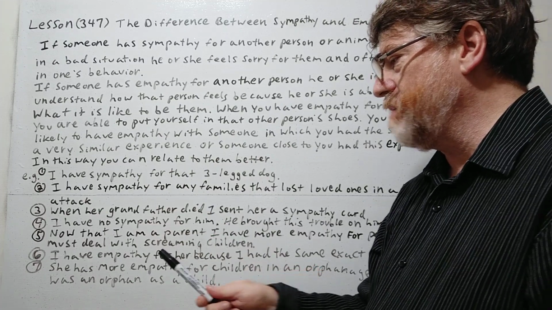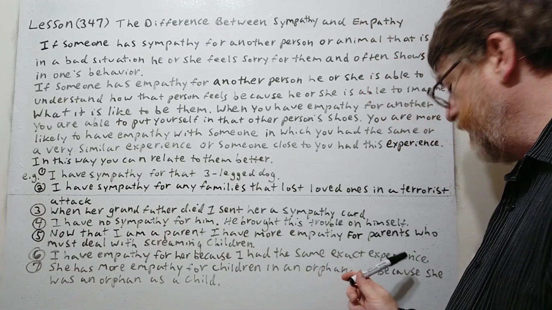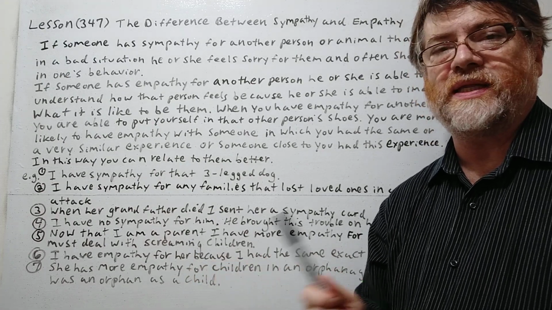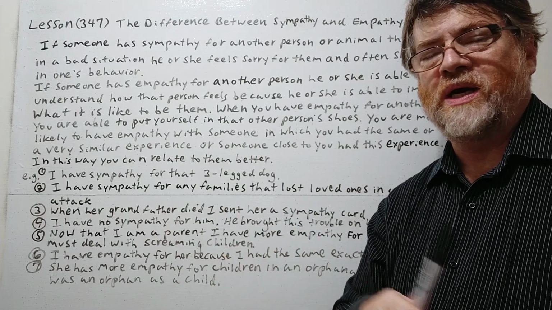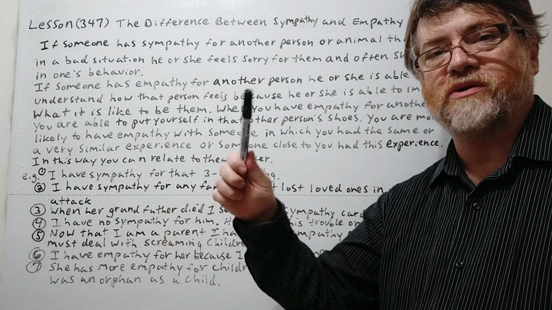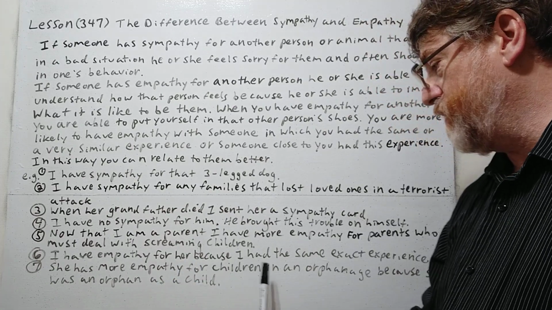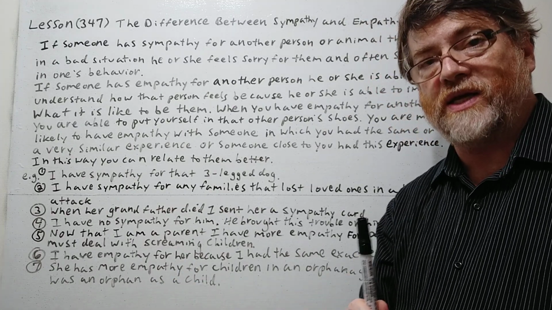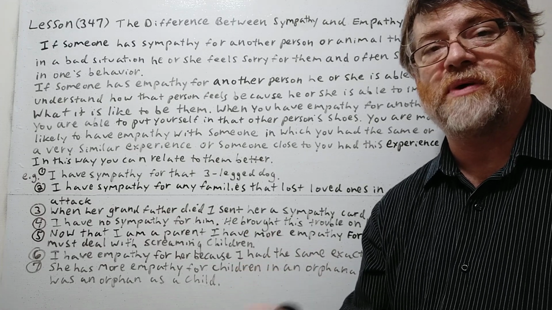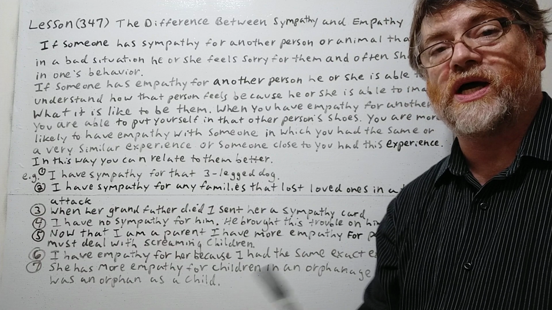All right, let's look at number six. I have empathy for her because I had the same exact experience. So again, it wouldn't be entirely wrong to use sympathy in these situations, but empathy really has a deeper meaning, that you really relate to them more. Again, you're putting yourself in their shoes. And number seven here: she has more empathy for children in an orphanage. That's a place that holds orphans, children who lost their parents or whose parents are gone, because she was an orphan as a child. Okay, good.